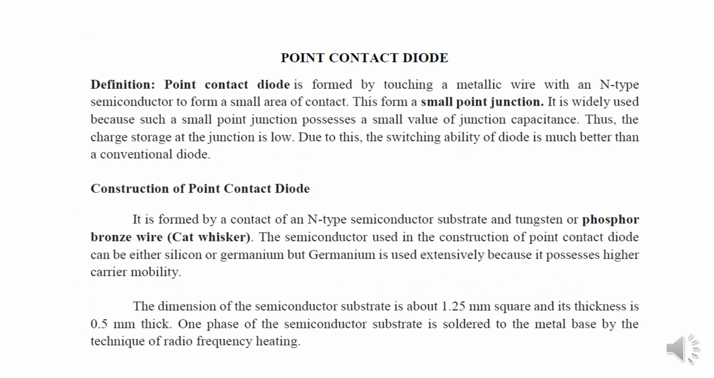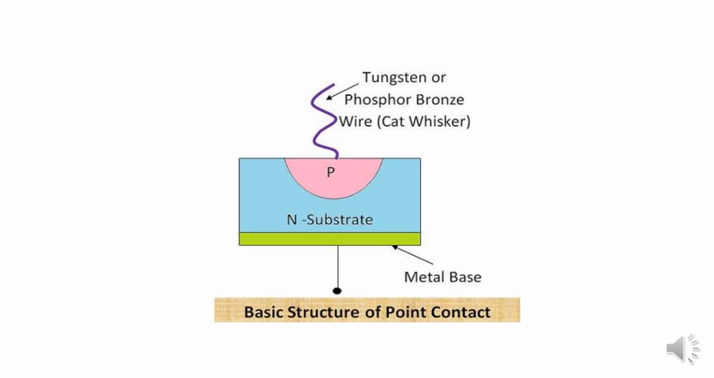Now we can see about point contact diode. This is the basic structure of point contact diode. The point contact diode is formed by touching a metallic wire with an N-type semiconductor to form a small area of contact, and this forms a small point junction. It is used because such a small point junction possesses a small value of junction capacitance, thus the charge stored at the junction is low, and due to this the switching ability of the diode is much better than the conventional diode.